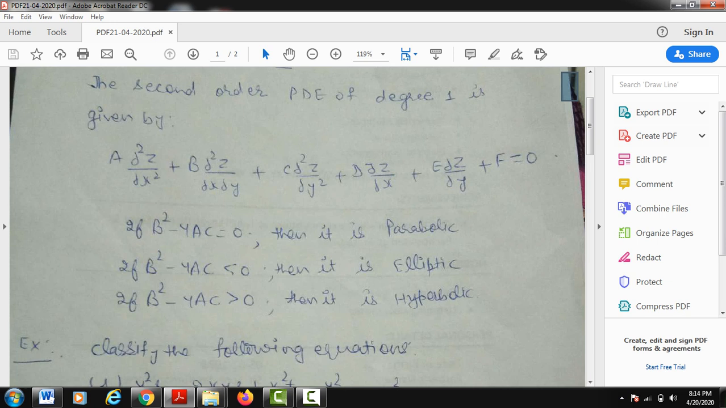Okay. So similarly, in the same way, this is very easy to keep in mind and very easy to learn. In conic section we discussed the concept of eccentricity, small e. Here, instead of e, we have b square minus 4ac. In conic section we compare e with 1; here we are comparing b square minus 4ac with 0. So similarly, if b square minus 4ac is equal to 0, the equation is parabolic. If b square minus 4ac is less than 0, then it is elliptic. And if b square minus 4ac is greater than 0, then it is hyperbolic.